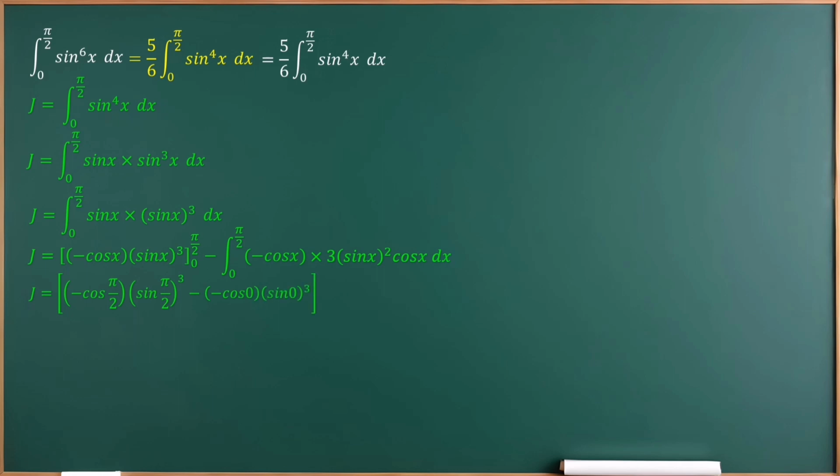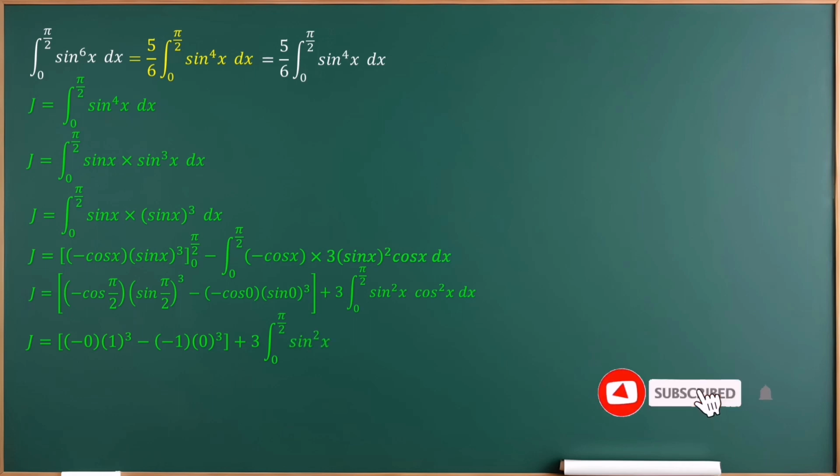Minus sign and 3 values are constants. So we can bring these values outside of the integral. Then we can write plus 3 integral sin squared x times cos x times cos x, and that we can write as cos squared x. Then we can write minus 0 times 1 cube minus minus 1 times 0 cube plus 3 times integral sin squared x. Instead of cos squared x value, we can write 1 minus sin squared x.